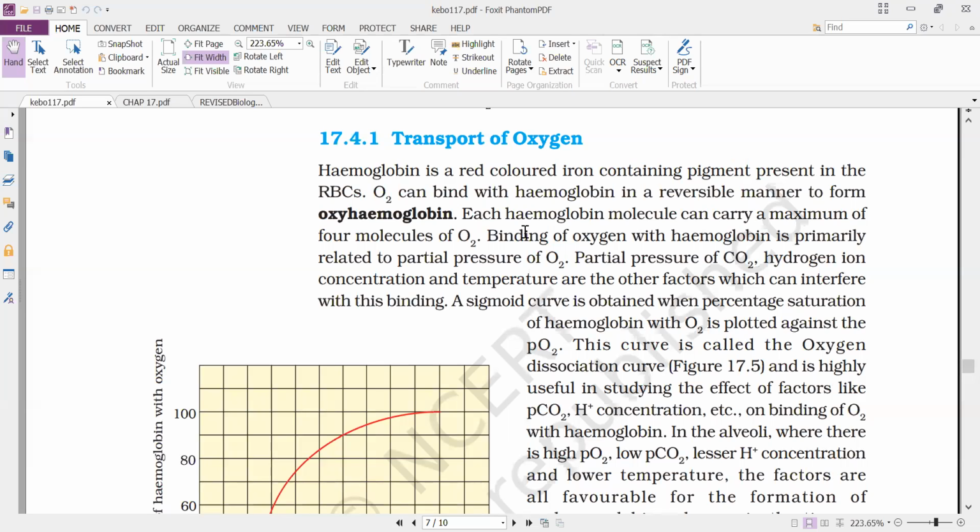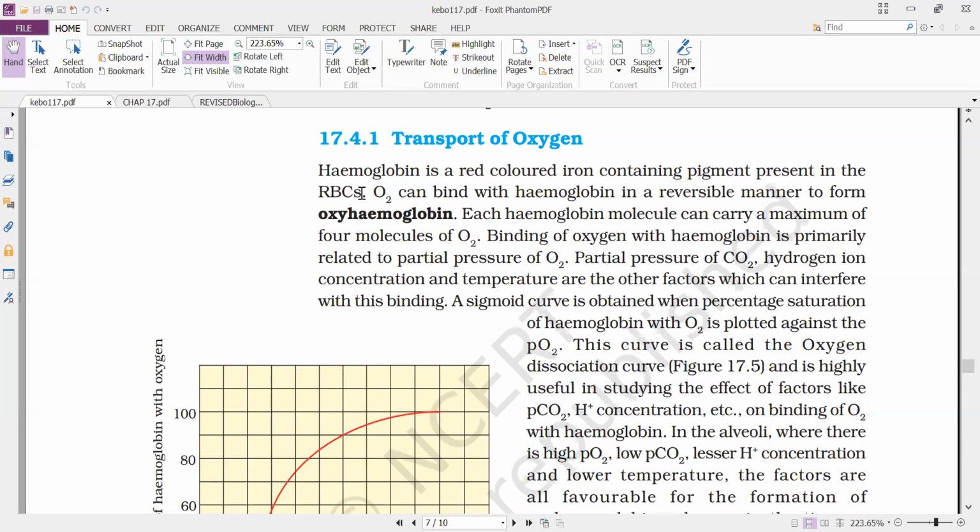We all know the color of the blood in humans is red. This is because of the presence of a red color pigment called hemoglobin, which is present in the red blood cells. In the cytoplasm of red blood cells, we will find a red color pigment called hemoglobin. So hemoglobin is a red color iron-containing pigment present in the RBC.